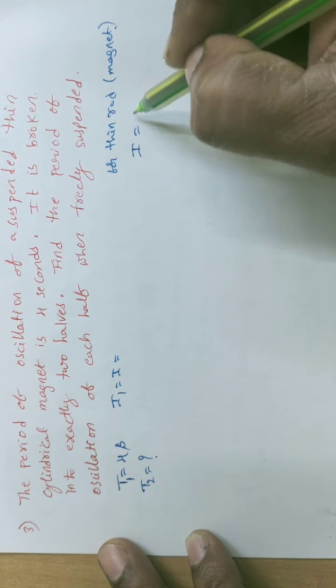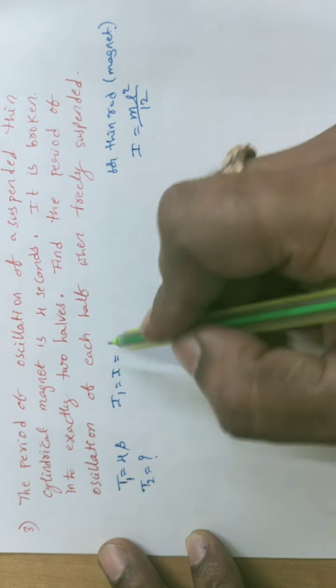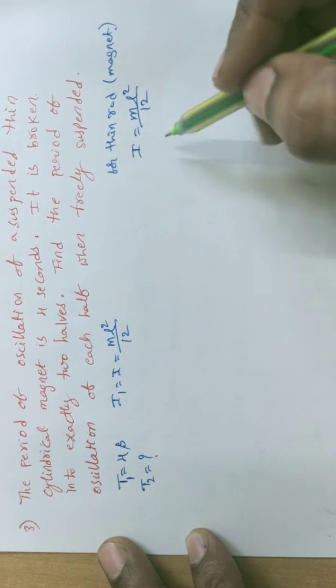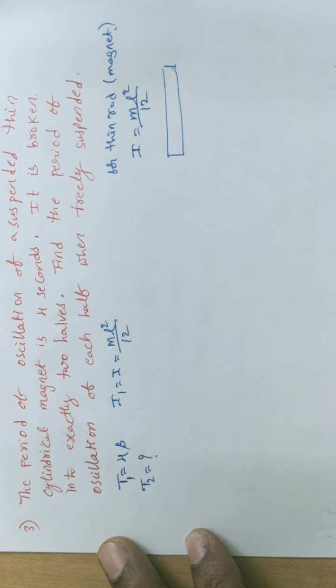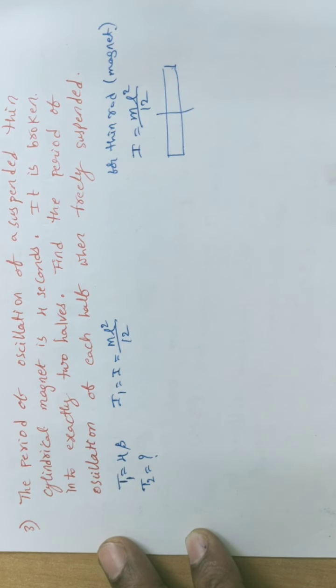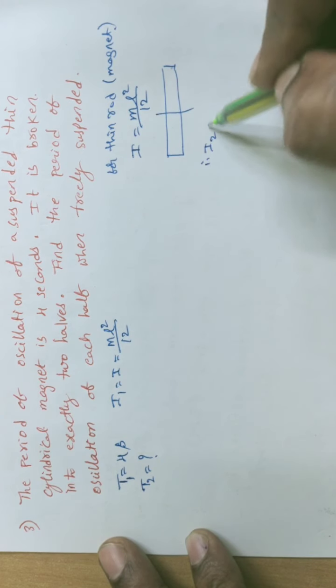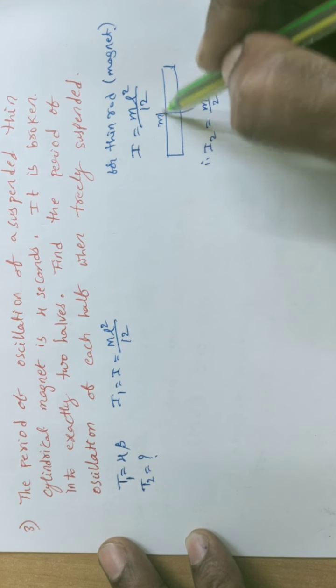I value is equal to ml square by 12. This is the fundamental value: ml square divided by 12. So this is the rod. This rod we divide into two pieces. Two pieces means, for example, along the length I divide it into two pieces like this. This is a thin rod. Then now I am taking I2 value is equal to, mass becomes a half for each piece. This is total mass m.